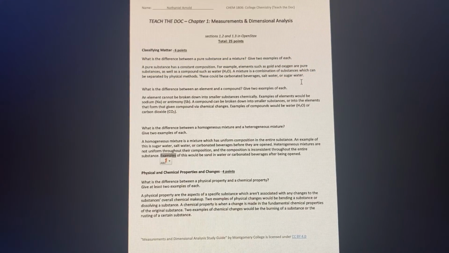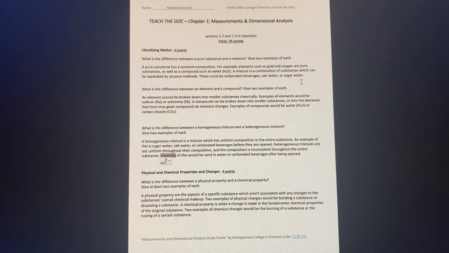Now, what is the difference between a pure substance and a mixture? And giving 2 examples. Now, a pure substance has a constant composition. For example, elements such as gold and oxygen are pure substances, as well as a compound such as water, H2O, which we'll cover in the next question. And then a mixture is a combination of substances which can be separated by physical methods. This could be carbonated beverages, salt water, or sugar water.